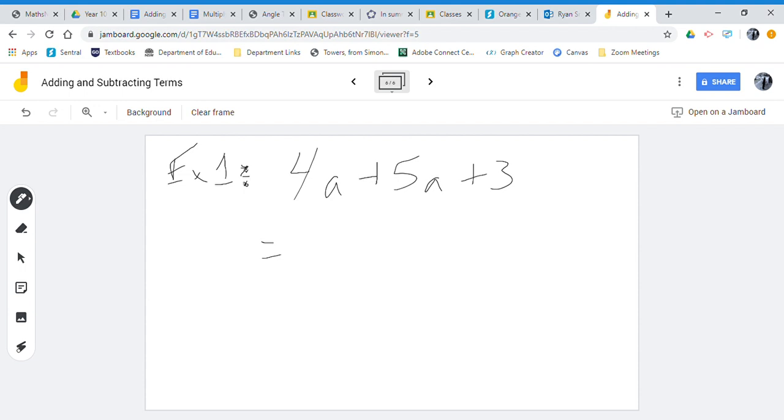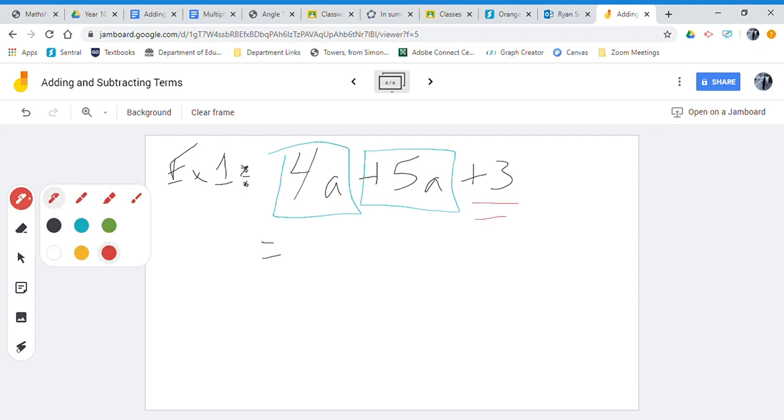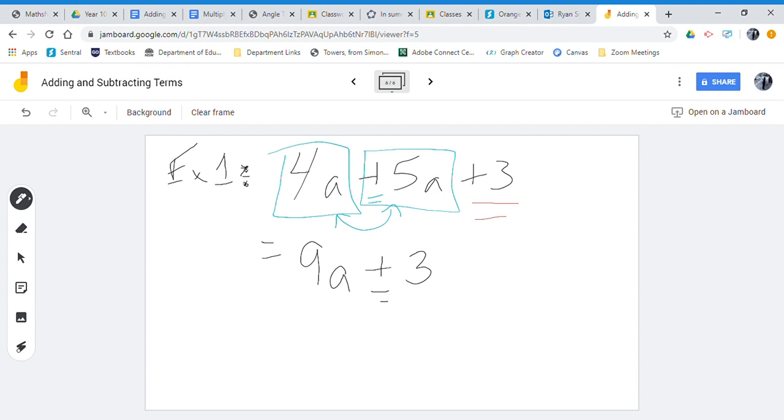So the first thing you do is you look for like terms. Do you see any like terms in this? I see that 4a and positive 5a are like terms. 3 is not a like term, so you can't combine that. So next I'm going to simplify by adding these two together, following the operation. What is 4 plus 5? 9a. And then finally you write plus 3, and you cannot simplify that any further. You can't do that operation between the 9a and the 3 because they're not like terms.